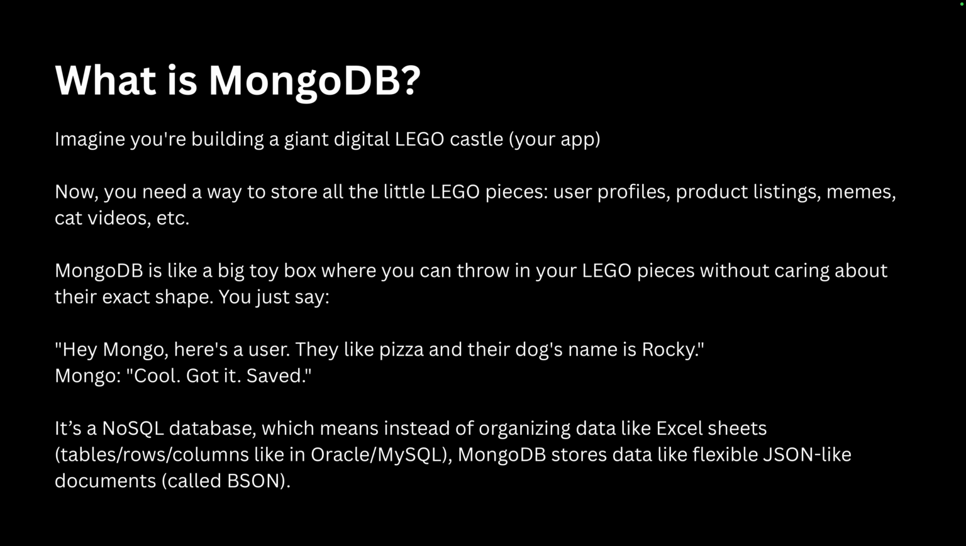Now MongoDB is like a big toy box where you can throw in your Lego pieces without caring about their exact shape, and you can just say, hey Mongo, here is a user, they like pizza and their dog's name is Rocky, which is actually true for me, my dog's name is Rocky, and Mongo is like, cool, got it, it's saved. So this is a NoSQL database, which means that instead of organizing data like an Excel sheet, with tables, rows, columns like in Oracle or MySQL, MongoDB stores data as flexible JSON-like documents, which is called BSON or BSON, whatever you say.